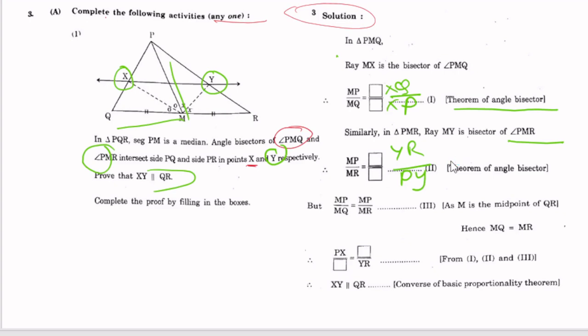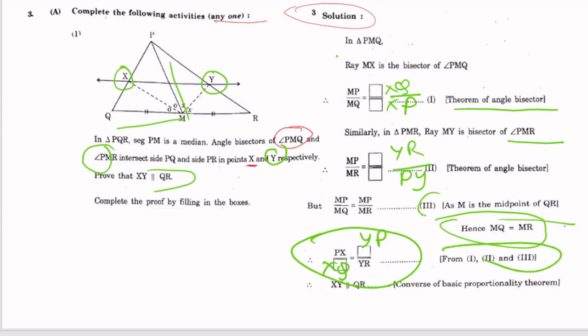So we got 2 marks out of that. Now the remaining one. We know that MQ and MR are equal, because M is the midpoint. So MP upon MQ is equal to MP upon MR. So in place of this, PX upon XQ and here you will get PY upon YR. After comparing equations 1, 2 and 3, you'll get this relation.